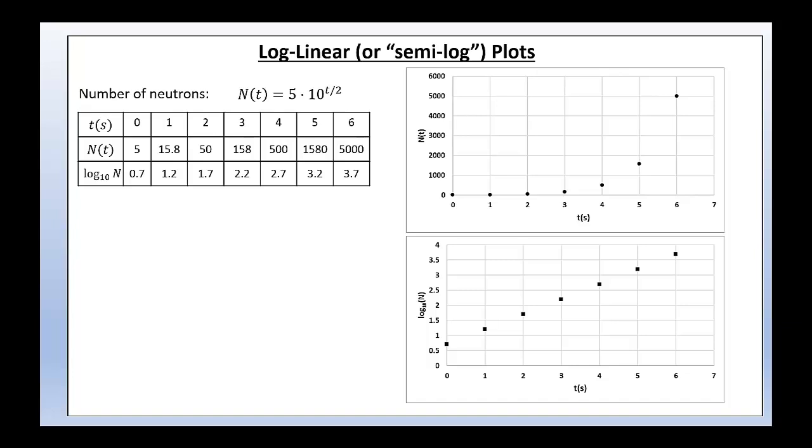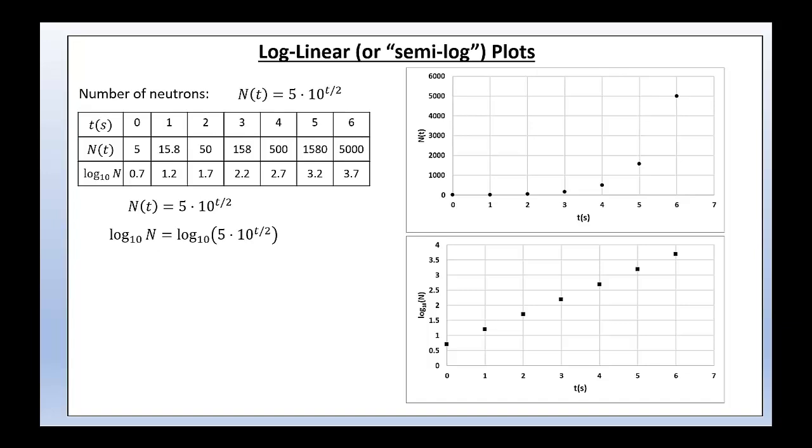So in particular, let's imagine that we took this function n of t, and let's see how the slope and the intercept relate to the quantities in that function. So our function n of t is 5 times 10 to the power t over 2. So let's take the base 10 log of this on both sides. On the left side, we just have base 10 log of n. On the right-hand side, we're taking the base 10 log of that.